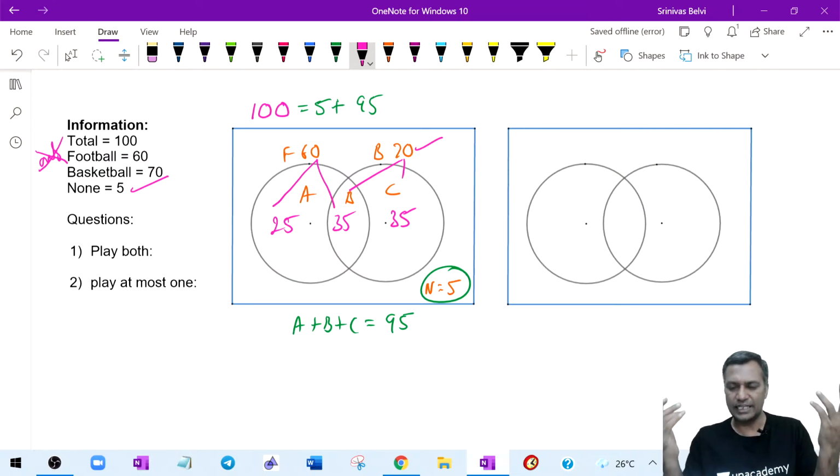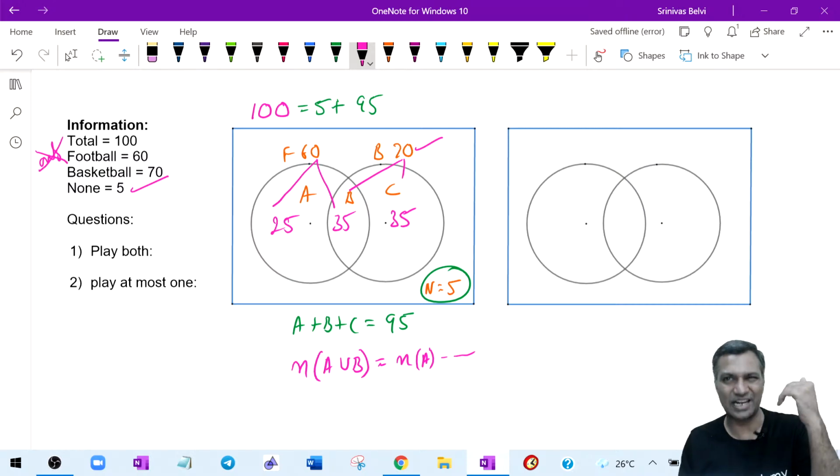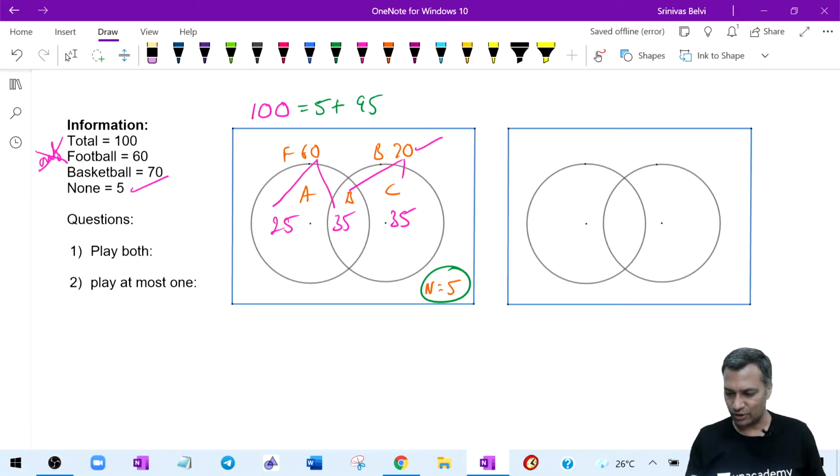What I'm trying to say is you never need the formula number of elements in A union B, number of elements in A. All this formula is not required. These formulas are of no use hereafter in CAT. Honestly, they're of no use. Either we use equations or we simply use logic, and it will figure itself out. So forget those formulas for the time being, because we are never going to use them.